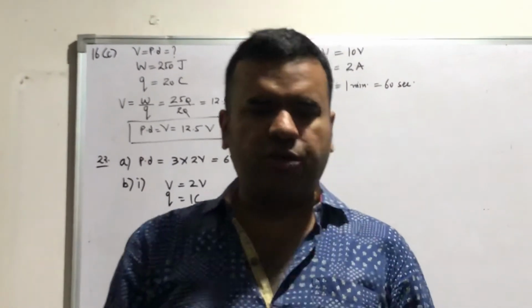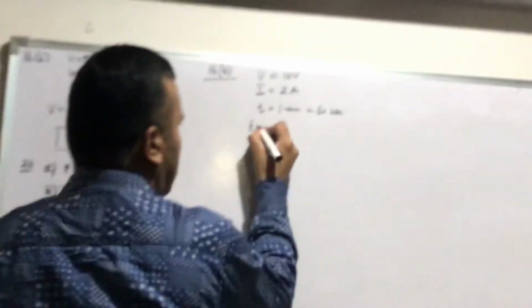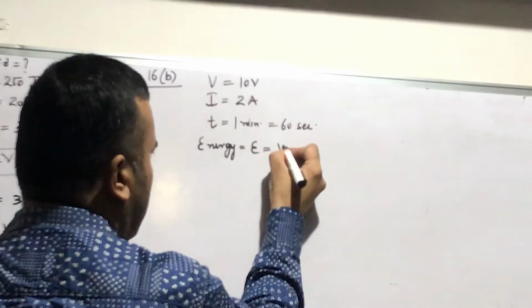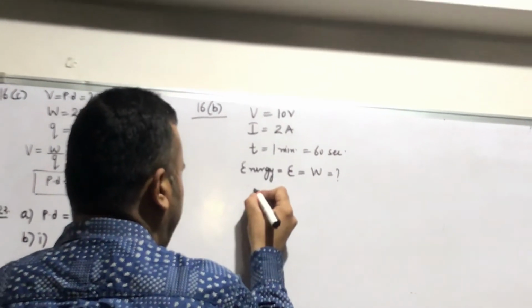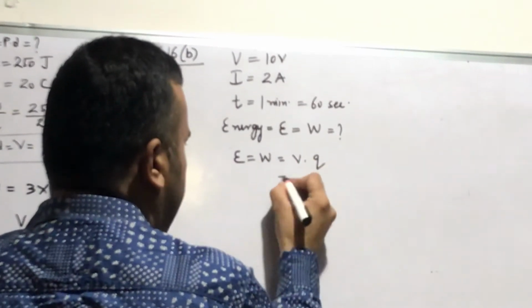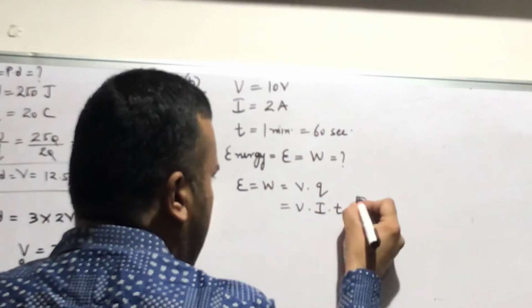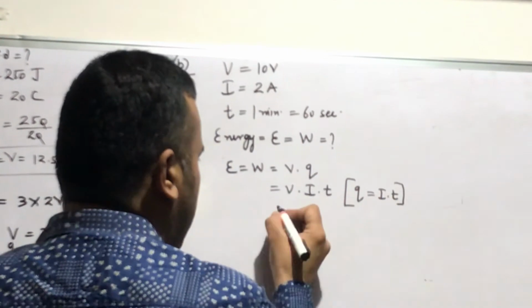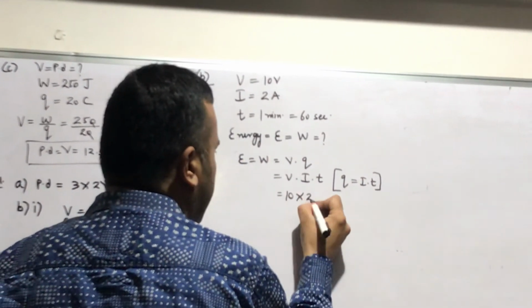How much energy is transferred? What do we have to find out here? Energy we have to find out. And you know energy is equal to work done, right? That we have to find out. Formula for work done is V into Q. In place of V, it will be as it is. In place of Q, you can write down I into T, as you know the formula for Q is I into T. In place of V, you write down 10. In place of current, you write down 2.